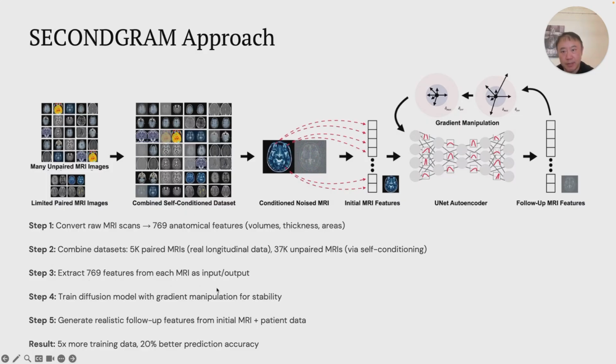Step three is to take those features and train a diffusion model with gradient manipulation techniques for stability. And then finally, we generate realistic follow-up features from the initial MRI plus the patient demographic information. As a result, we are able to have 5 times more training data and 20% better prediction accuracy, as I will show you later.